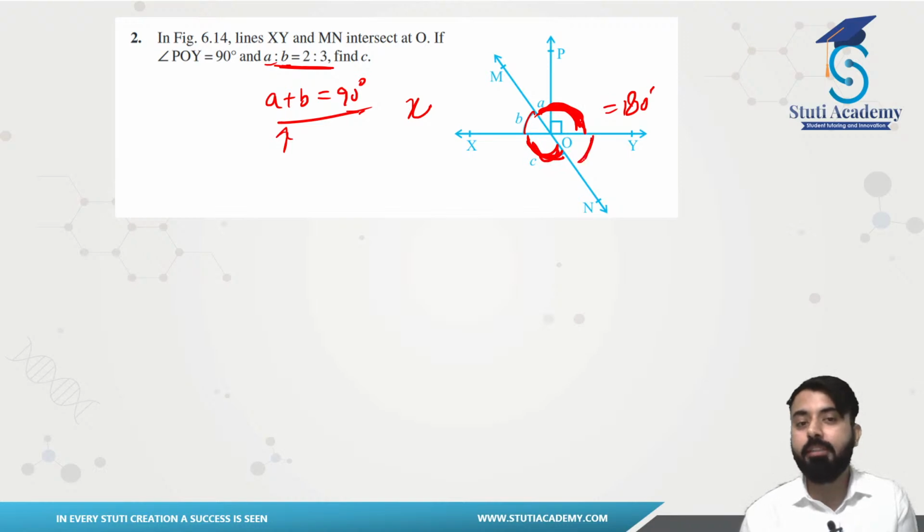Then if they had asked this angle, angle NOY, then you could have used your vertically opposite angles too to find this one out. So this is the easiest method that we can approach with this. So we are going to start with this one.